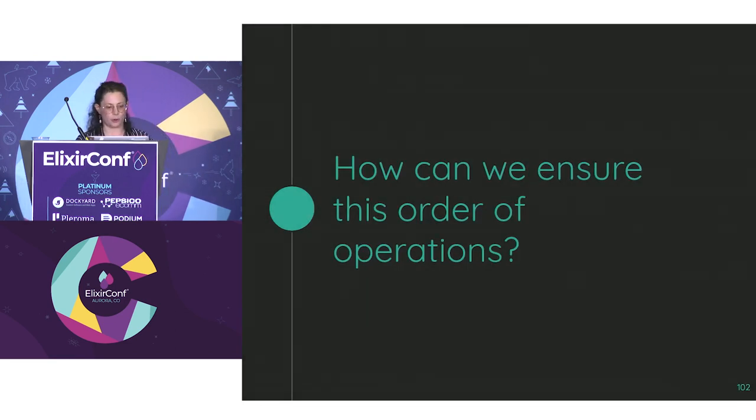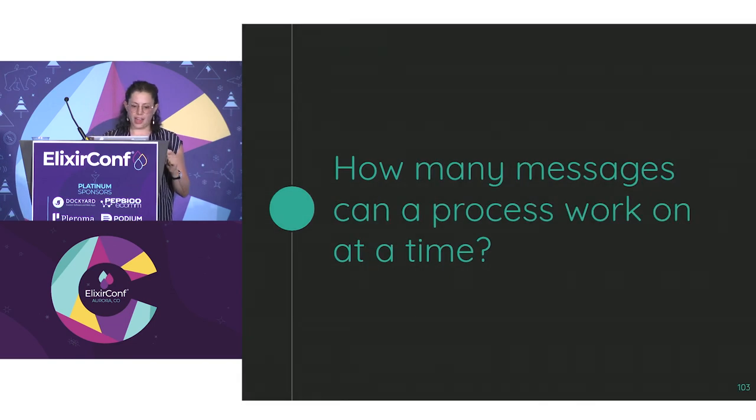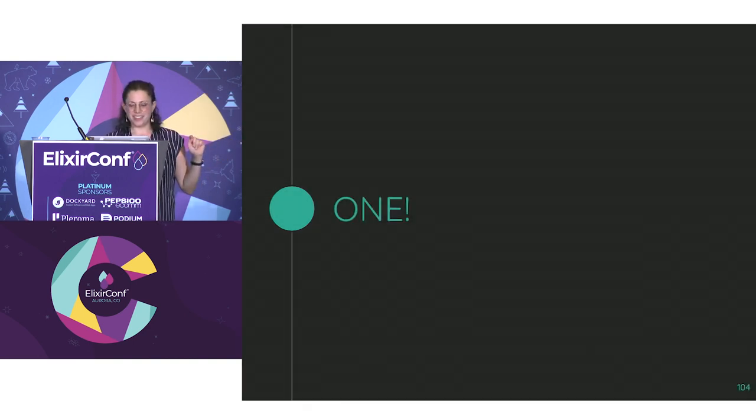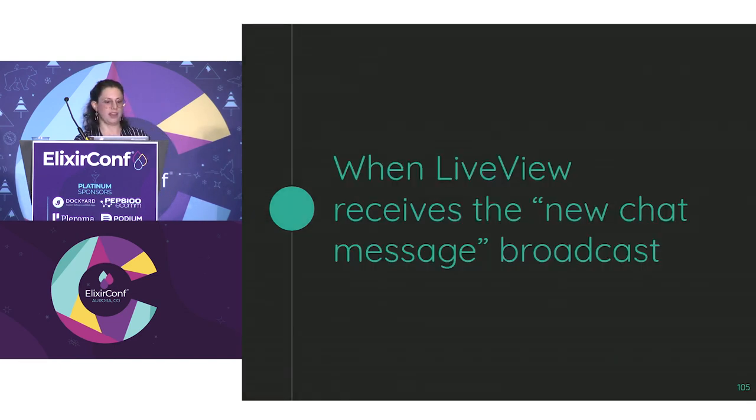And I'm going to go ahead and answer a question with a question. How many messages can a process work on at a time? This is an easy one, I'll give it to the room. One, just one. So we know that a process can only act on one message at a time.